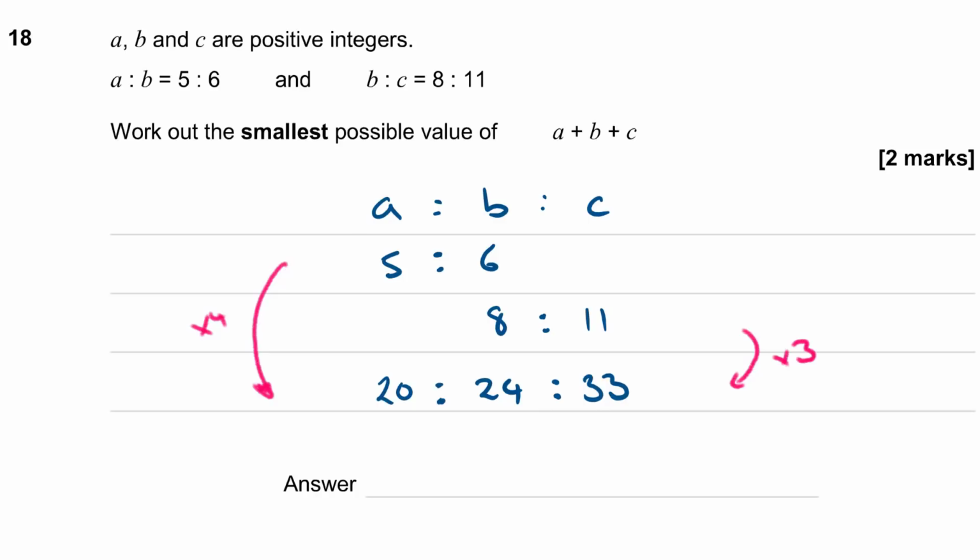Now, none of those have a common factor, so I think these must be the smallest numbers that the three can be. So to work out the smallest possible value of these three, I can just add them up. So 20 plus 24 plus 33 is equal to 77. So my answer is 77.